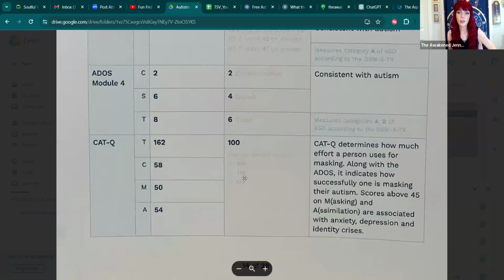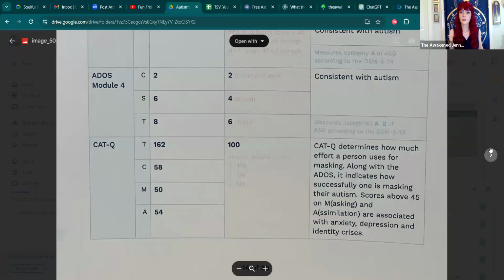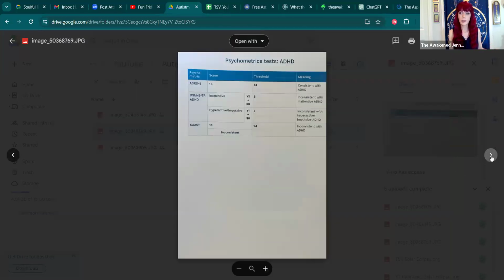All right, so the CAT-Q, this is also about camouflaging and masking. So the higher this is, the more masking you're doing. So the threshold here is 100 and mine was 162. And then they break it down. This is camouflaging and masking and assimilation. So you can see here the average autism scores, the average total score is 124 for that. Okay, so we're going to move on to the next image.